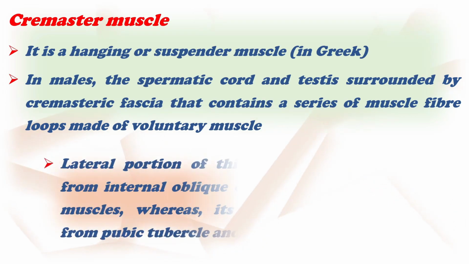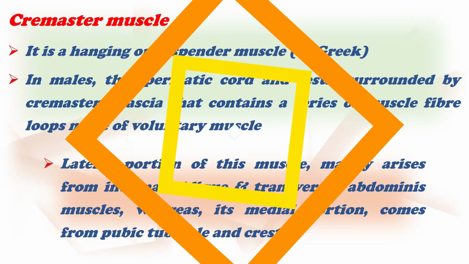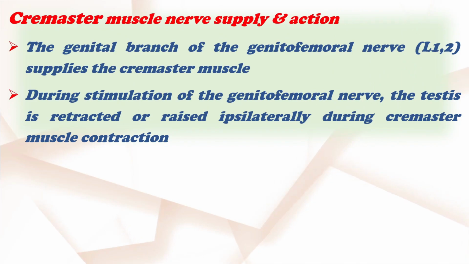The lateral portion of this muscle mainly arises from the internal oblique and transversus abdominis muscles, whereas its medial portion comes from the pubic tubercle and pubic crest. The genital branch of the genitofemoral nerve, from L1 and L2 spinal segments, supplies the cremaster muscle.